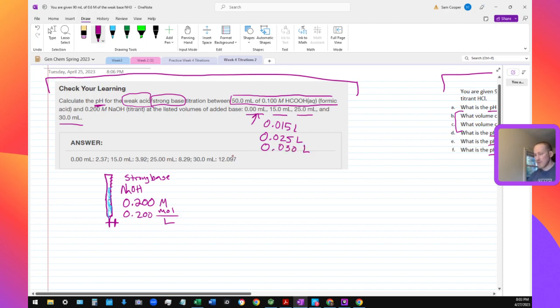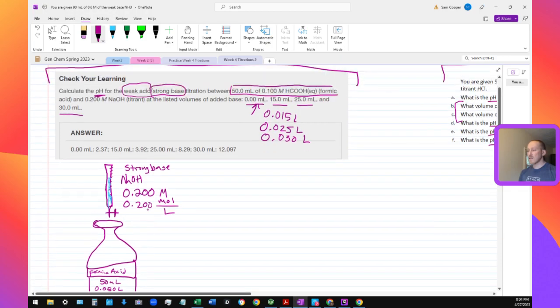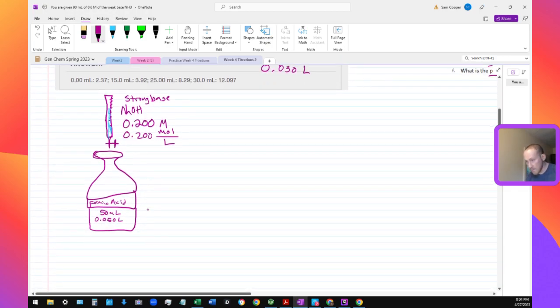And I say dripping, but dripping into what? We will be dripping it into a flask of some sort. Kind of a weird looking flask, that's alright. And this flask contains formic acid. It contains a quantity that we are told is 50 milliliters, or that many liters. And we are told that it is at a concentration of 0.1 molar.